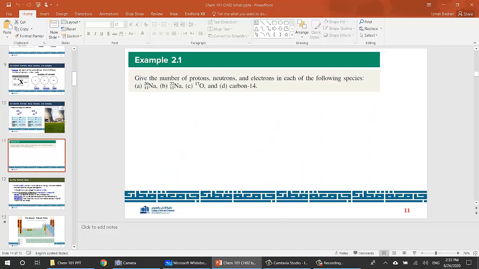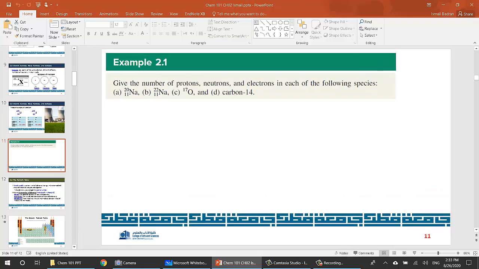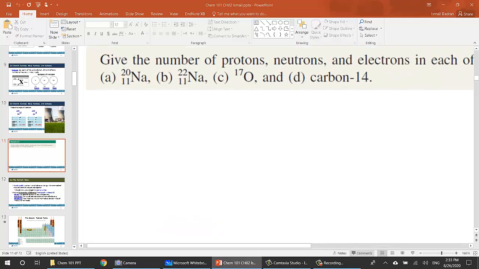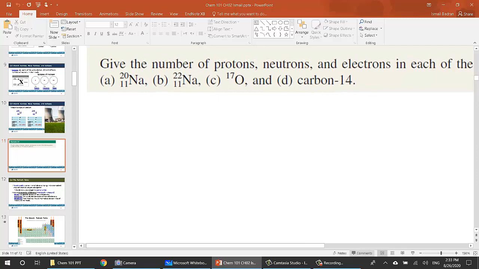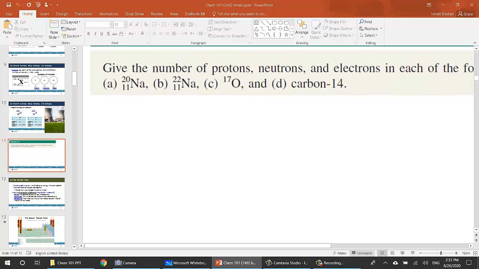We have a question here to practice the counting of neutrons and protons and electrons. It says give the number of protons, neutrons, and electrons in each of the following species. So we have A, sodium-20 (atomic number 11) and sodium-22 (atomic number 11). We have also oxygen-17, and carbon-14.